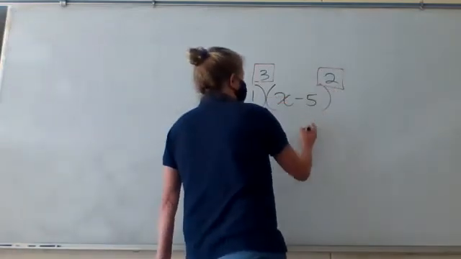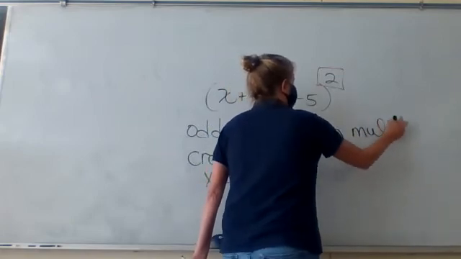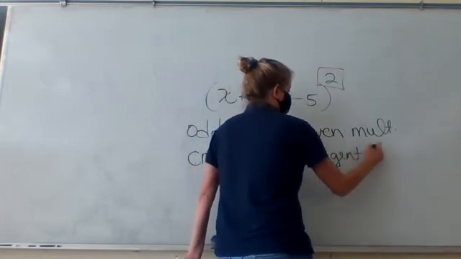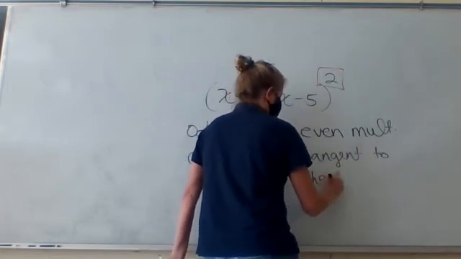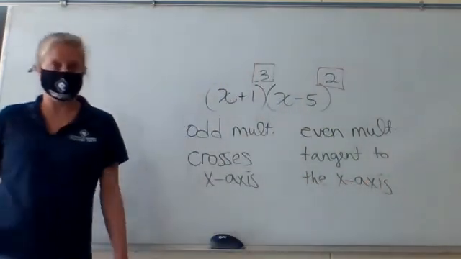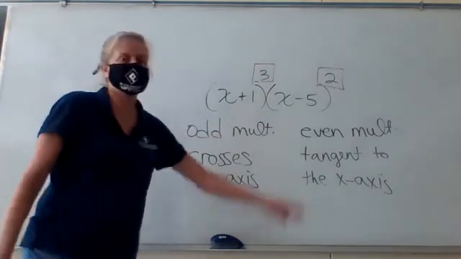If your multiplicity is even, that means you are tangent to the x-axis, which means you're still an x-intercept, but you don't cross the x, you touch it and go back.